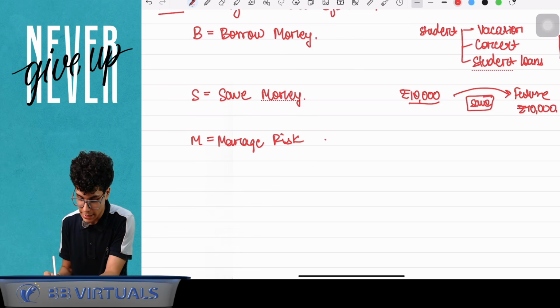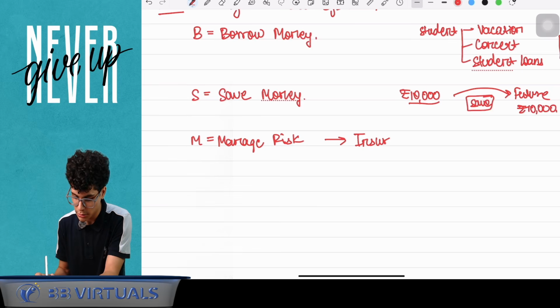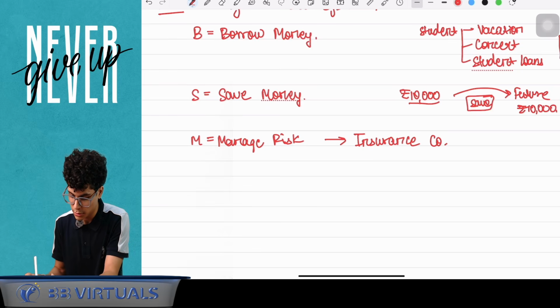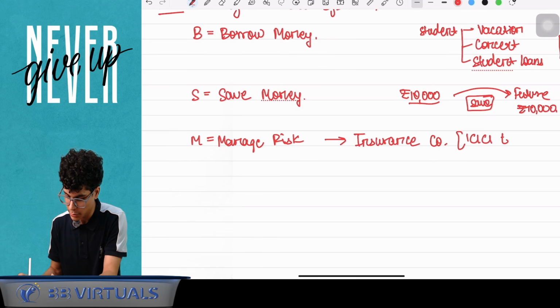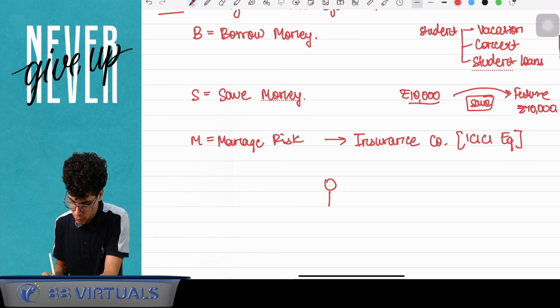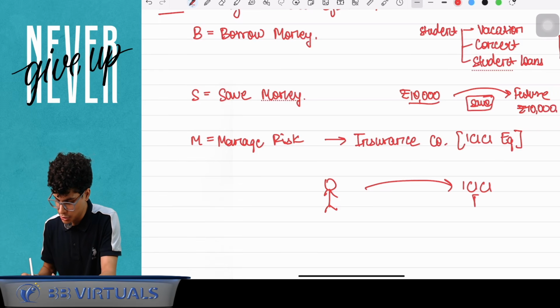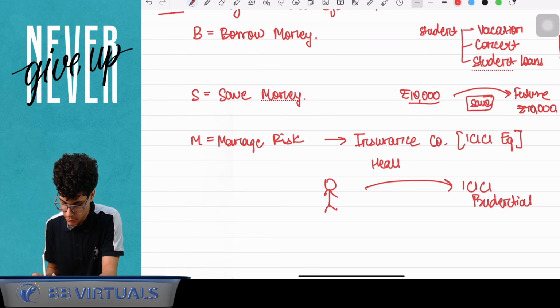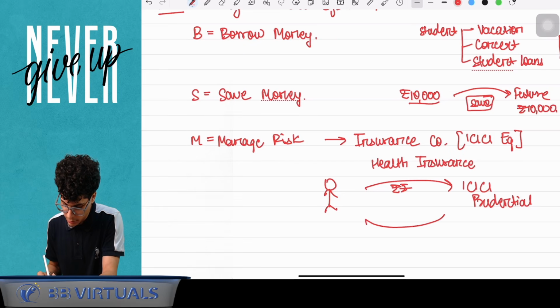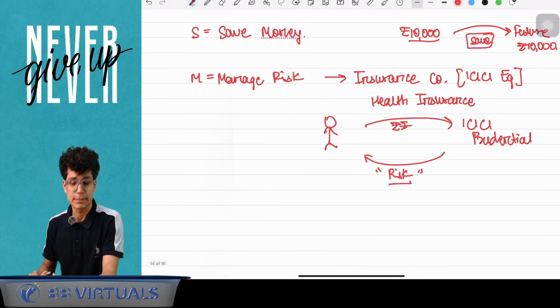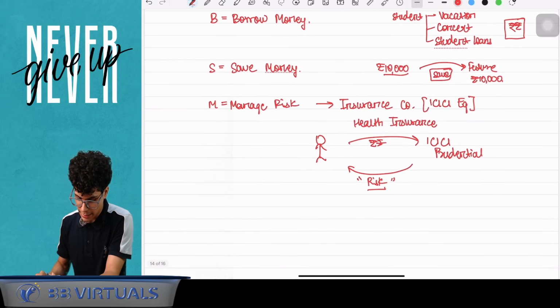Manage risk. We did an example of this, an insurance company example, the ICICI example, wherein you went to ICICI Prudential and asked for a health insurance. Okay sir? In this way you were able to pay money and get safeguarded from the risk. Okay? A is next.